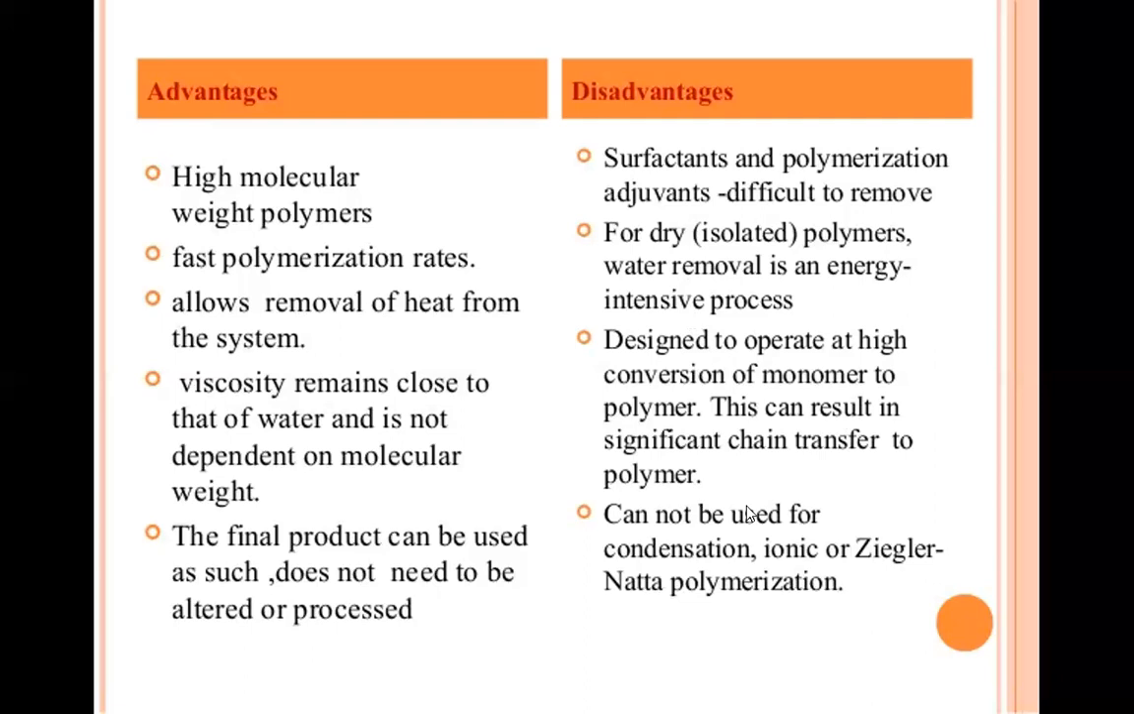And it cannot be used for condensation, ionic, or Ziegler-Natta catalyst polymerization. That means emulsion polymerization takes place through the addition mechanism, whereas condensation, ionic or Ziegler-Natta catalyst polymerization does not occur in emulsion. Through these types of polymerization, emulsion polymerization does not take place. So this is about the disadvantages of emulsion polymerization.